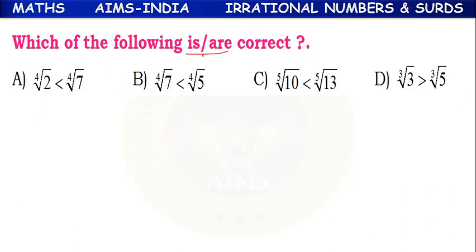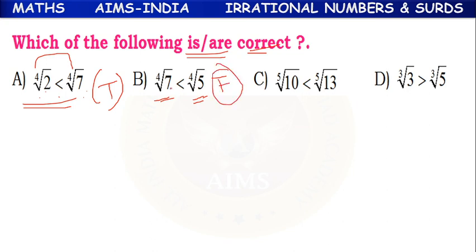So which of the following is or are correct? First one, they are having the same order. 4th root of 2 less than 4th root of 7. They are having the same order, we can compare them easily. As 2 is less than 7, 4th root of 2 is also less than 4th root of 7. Correct. Next. 4th root of 7 less than 4th root of 5. Wrong. False statement. Because 7 is not less than 5.